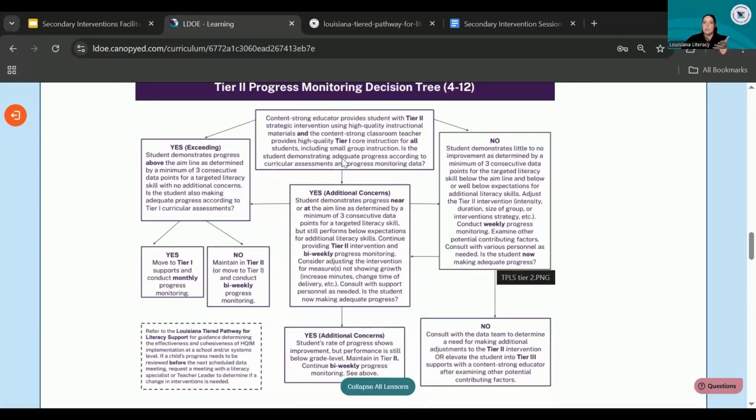And then again, we have another decision tree that follows the same exact process for tier 2, where it asks, is the student demonstrating adequate progress according to curricular assessments and progress monitoring in their instruction, yes versus no. It brings you through all of the different general scenarios that you could have and helps you decide: do I need to keep the student in tier 2? Do I need to change a specific variable about their intervention, or do I need to elevate them to tier 3? And what evidence do I need to back up those decisions? The data points that you need, how long you need to have been tracking those data points, all of that. So that's all housed in these trees.